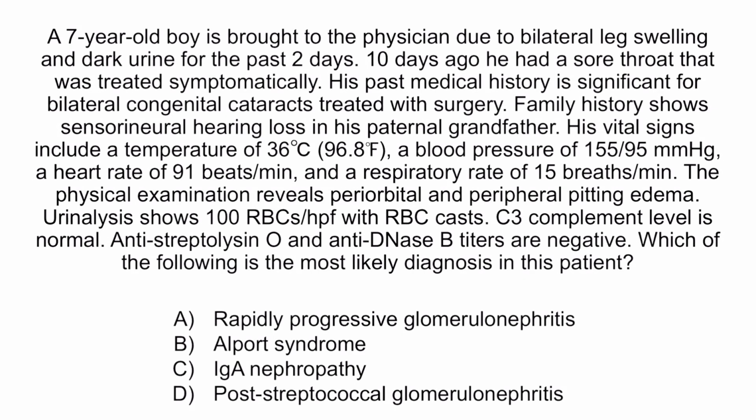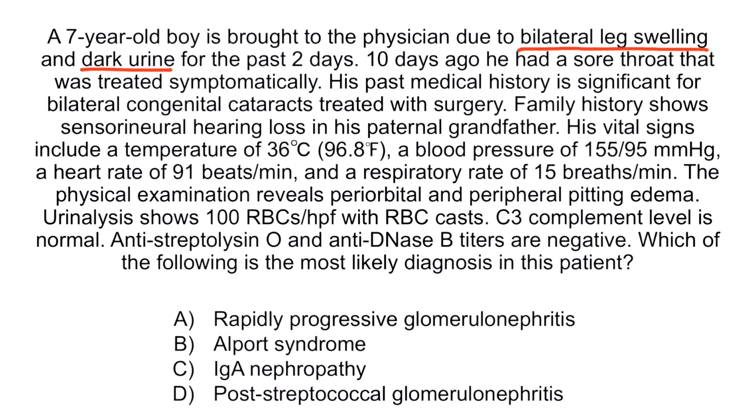Urinalysis shows 100 red blood cells per high power field with red blood cell casts. C3 complement level is normal. Anti-streptolysin O and anti-DNase B titers are negative. Which of the following is the most likely diagnosis in this patient? A. Rapidly progressive glomerulonephritis. B. Alport syndrome. C. IgA nephropathy. Or D. Post-streptococcal glomerulonephritis.